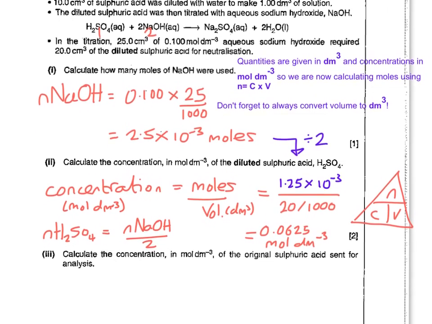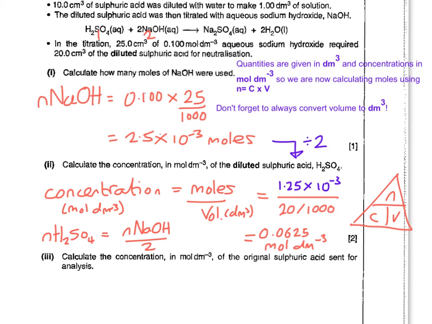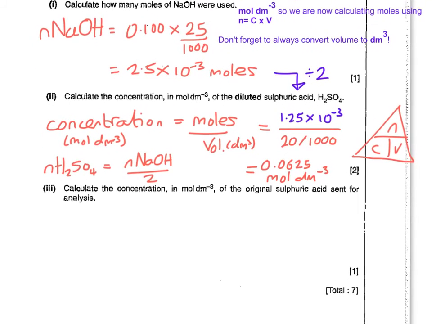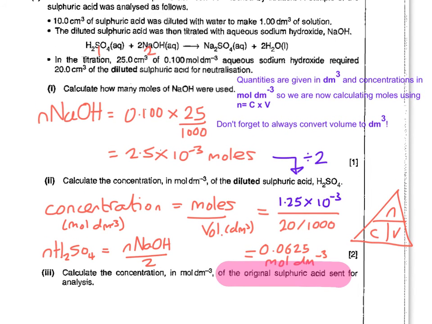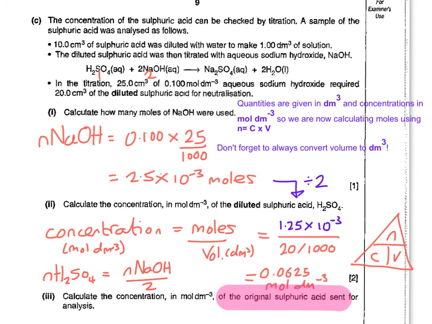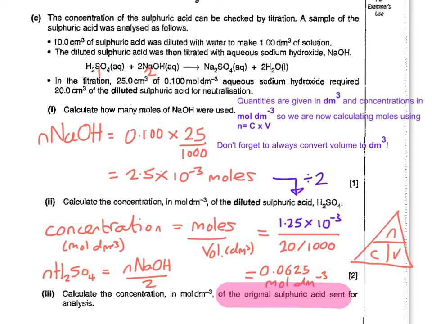So bringing the page down, it says calculate the concentration in moles per decimeter to the minus 3 of the original sulfuric acid sent for analysis. And this is actually the end of the question. So let's go back to the beginning part of the question. And it says a sample of the sulfuric acid was analysed as follows. So I'm starting up here. And it says 10 centimetres cubed of sulfuric acid, that's your original amount, was diluted with water to make a 1 decimeter cubed solution.